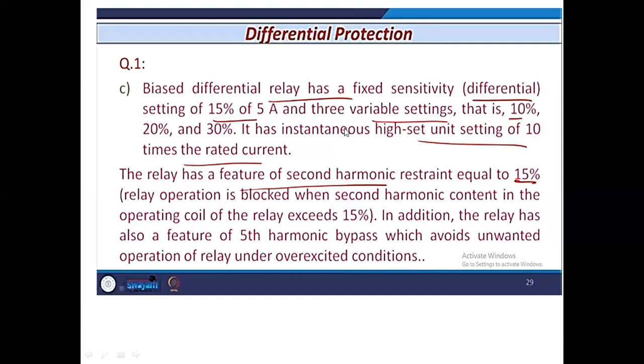These two are required in this numerical. Furthermore, to provide the proper verification, you need to also say whether the bias differential relay will operate in normal condition or pre-fault condition or not.